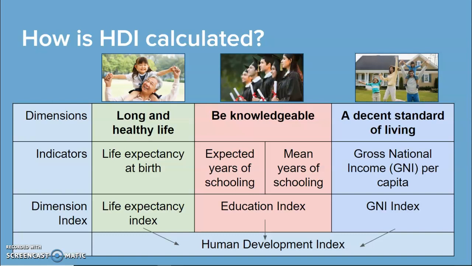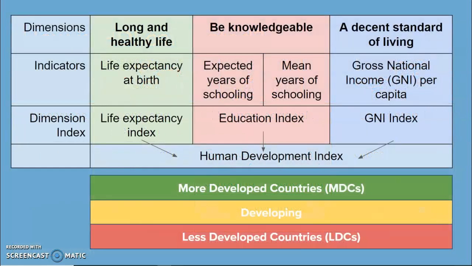For a long and healthy life, we look at the life expectancy at birth in a country, and that becomes the dimension index called the life expectancy index. To be knowledgeable, they compare the expected years of schooling and the mean or average years of schooling to create the education index. And for a decent standard of living, we look at the gross national income per capita of a country, and that's the total income in the country divided by the number of people in the country. Altogether, that makes the Human Development Index.